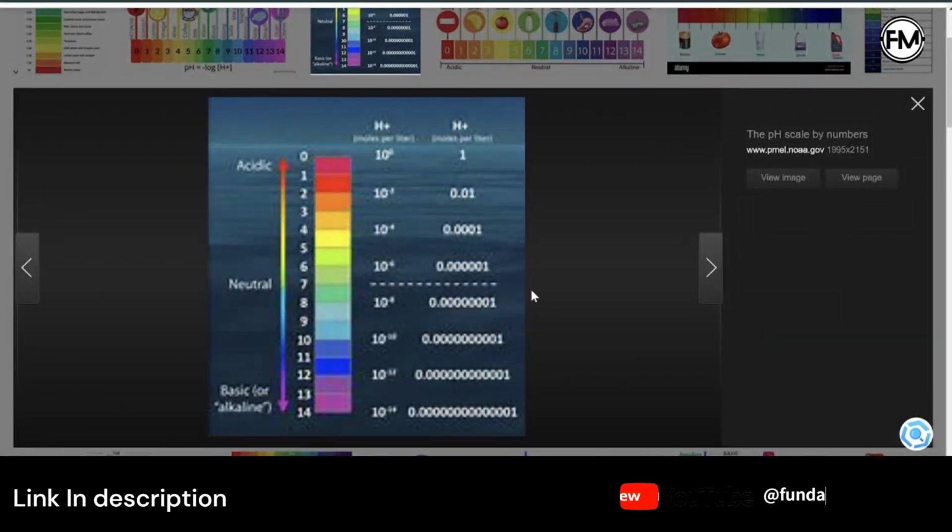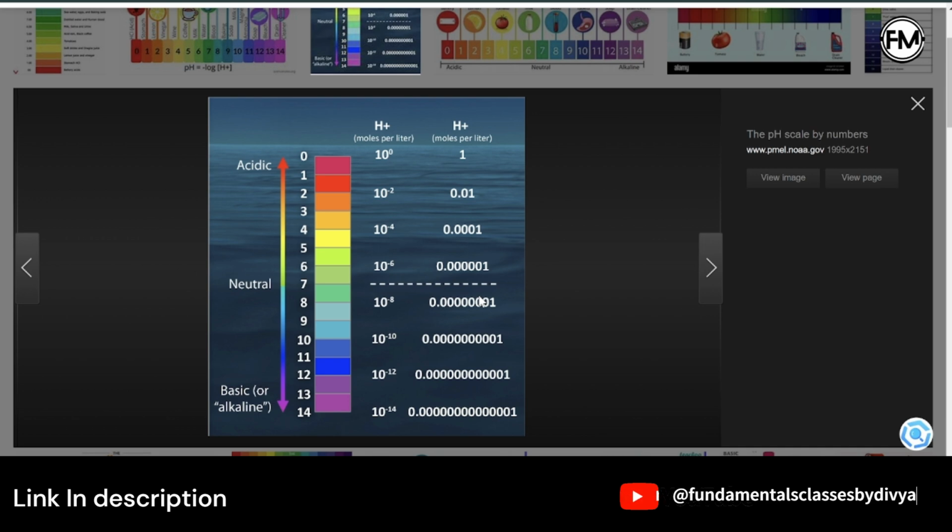See, this is the pH scale, right? You can see there are 15 numbers as well, from 0, 1, 2, 3, 4, 5, 6, 7, then 8, 9, 10, 11, 12, 13, 14. There are different colors for each and every number. It will tell us the percentage of hydrogen in any substance. If a substance has a pH value less than 7, it will be called acidic. If the substance has a pH value greater than 7, it will be basic in nature. And if a substance has exactly 7, it will be neutral.